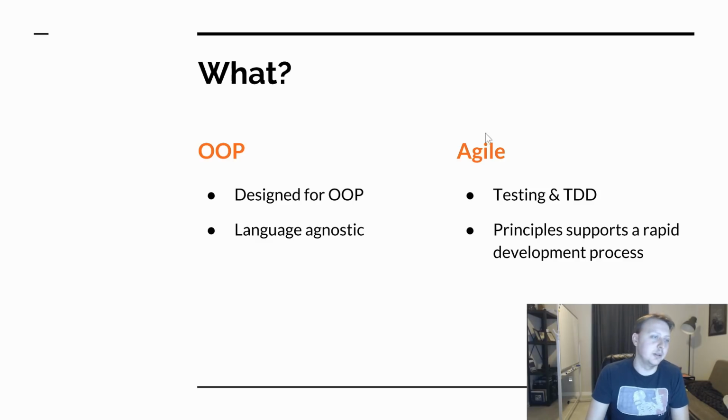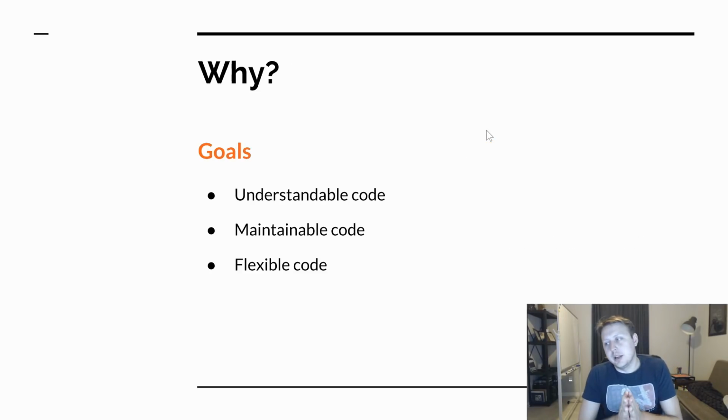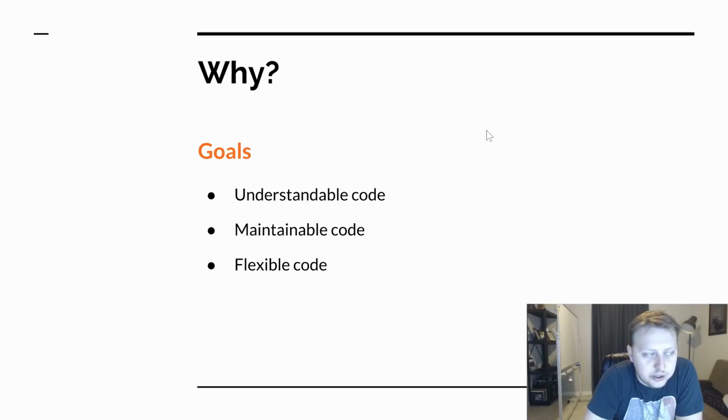So why does it help us do that? Well, it helps us accomplish a couple things. It helps our code to be more understandable or readable. It helps it to be easier to maintain, and it allows it to be flexible.